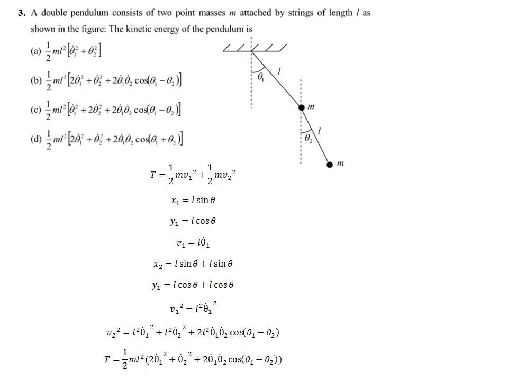So substituting, we get v1 square is equal to L square theta 1 dot square and v2 square is equal to L square theta 1 dot square plus L square theta 2 dot square plus 2 L square theta 1 dot theta 2 dot cos of theta 1 minus theta 2. So kinetic energy T is equal to half into m into L square into 2 theta 1 dot square plus theta 2 dot square plus 2 theta 1 dot theta 2 dot cos of theta 1 minus theta 2. So answer is B.